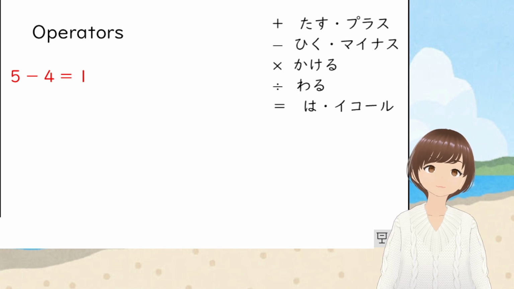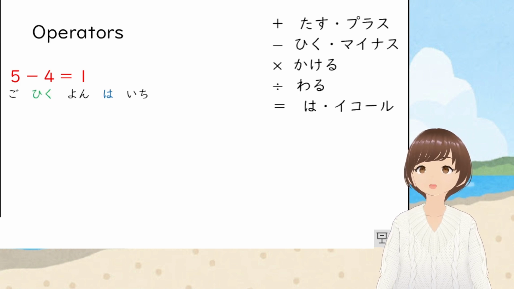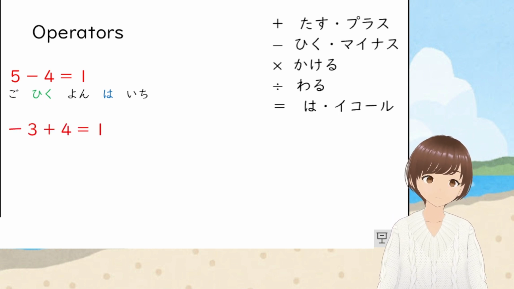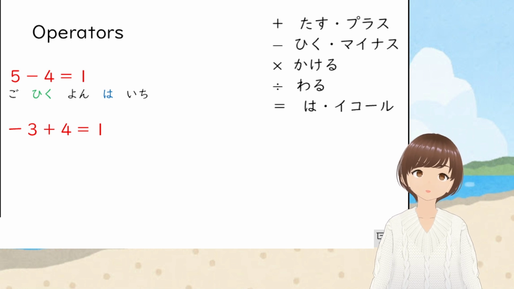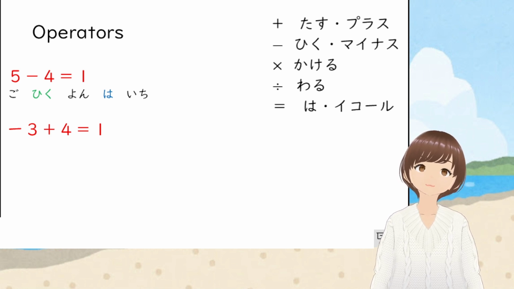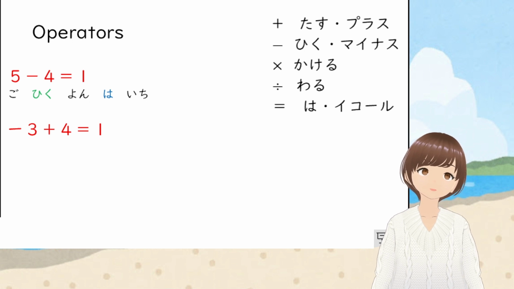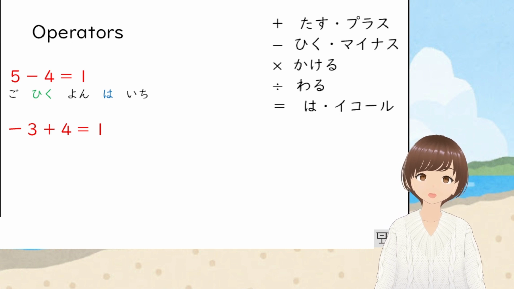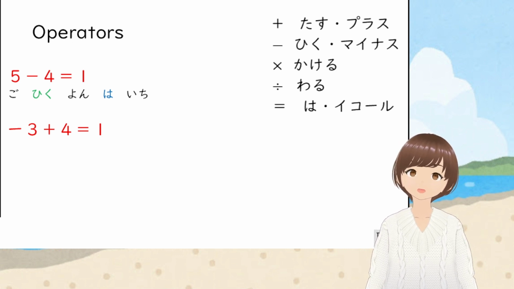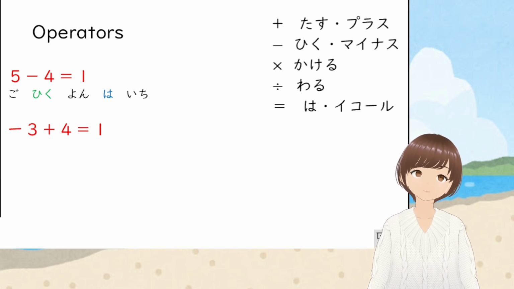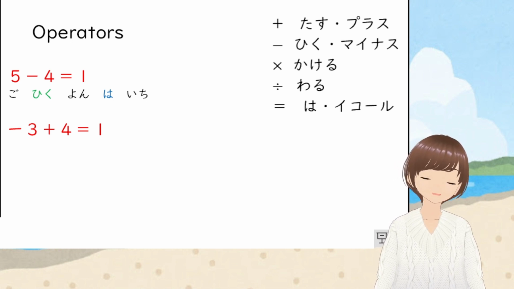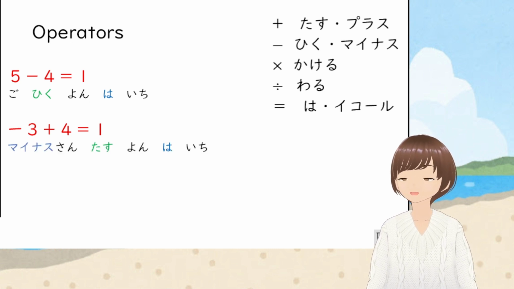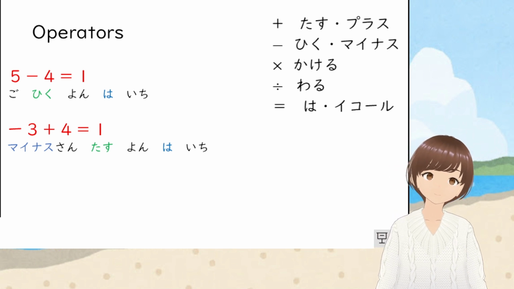We read this equation as 5-4は1. When reading a simple equation not involving variables, we use hiku for minus, tasu for plus, and wa for an equal sign. Even though we use hiku for minus, if you are reading a negative number, we read it as minus. For example, this is read as minus 3 足す4は1.